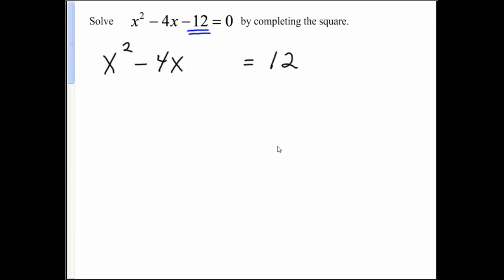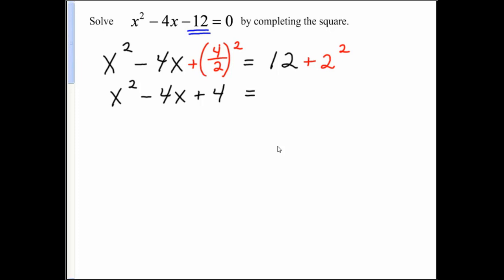And the way to do that is to take your middle term, your 4, and we're going to take that 4, divide it by 2, and then square it. 4 divided by 2 is 2, and then we'll have 2 squared. Add that to both sides of the equation. x squared minus 4x plus 4 divided by 2 is 2, 2 squared is 4, equals 12 plus 4.